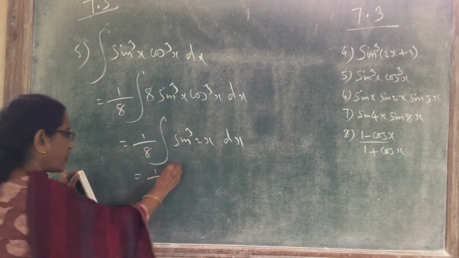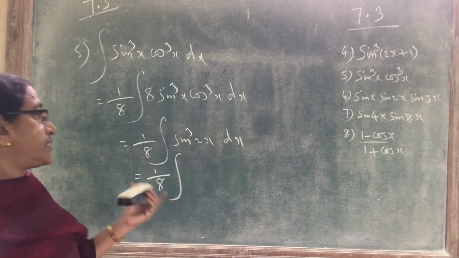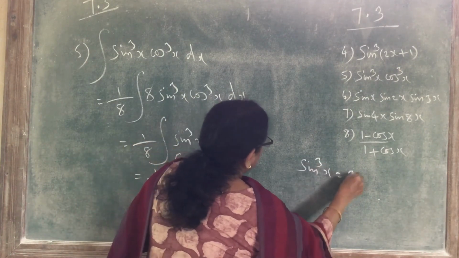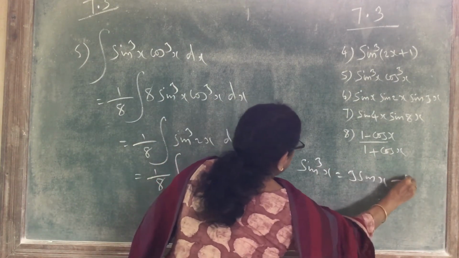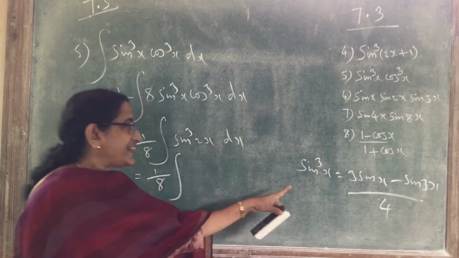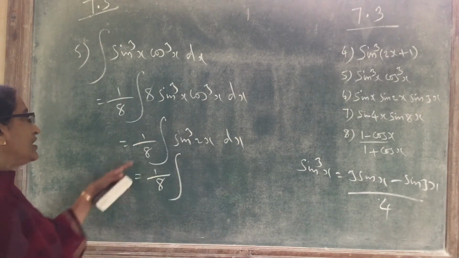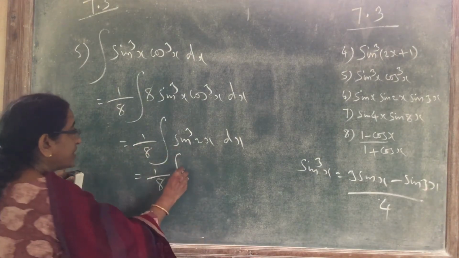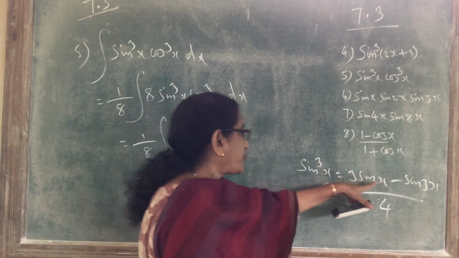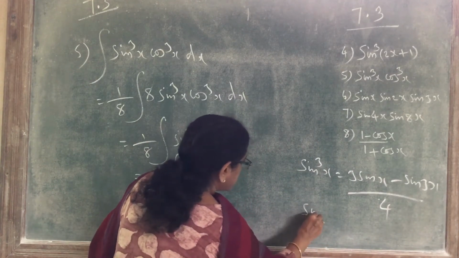That is equal to 1 by 8 into integral of sin cube 2x. How do we find the integral of sin cube x? We can use the same method. Sin cube x is equal to 3 sin x minus sin 3x whole divided by 4. So what is sin cube 2x? In the place of x in this formula, you have to write 2x. Only that is the difference.